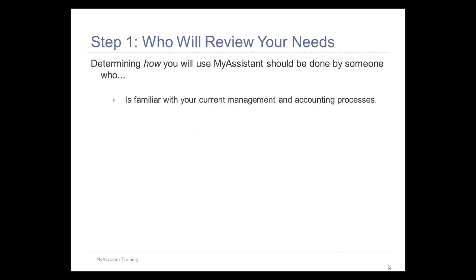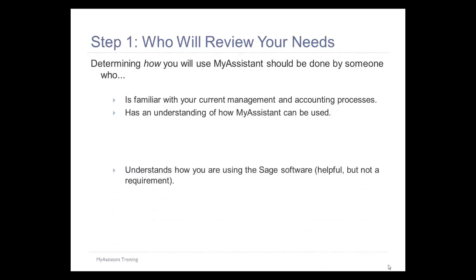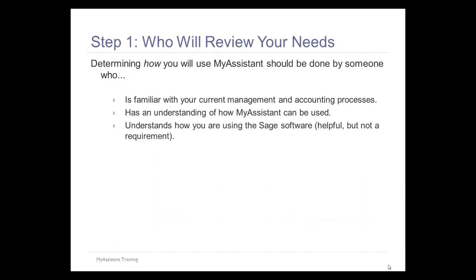So determining this should be done by someone who is familiar with your current management and accounting processes. Someone who knows what information people need to see and at what point in their workflow that they need to see this information. This person should have at least a basic understanding of how MyAssistant can be used, as far as knowing the types of things that MyAssistant can do and how it delivers information. And it's helpful if this person also understands how the Sage software is being used, but it's not a requirement.